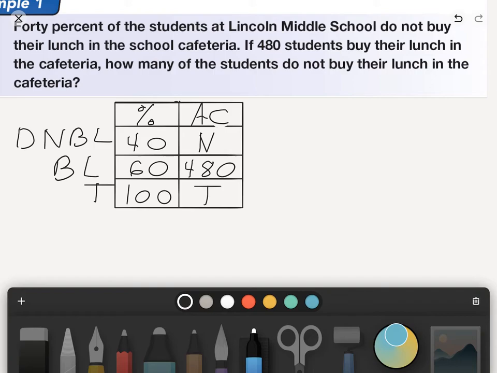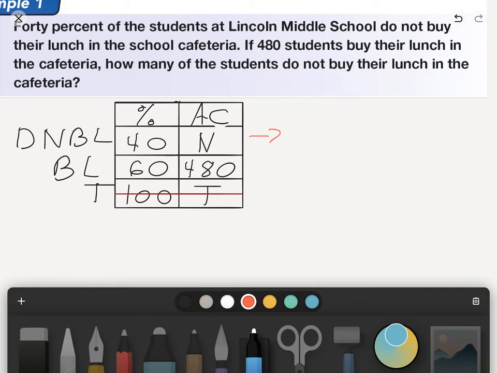And then our next step is to figure out what line is our useless information. In this case, it's the total, because we know that 40% and 60% add up to 100. Well, in the whole thing, we don't need to know. What we have are these proportions: 40% is N, and 60% is 480, and the total doesn't really help us solve any of that.